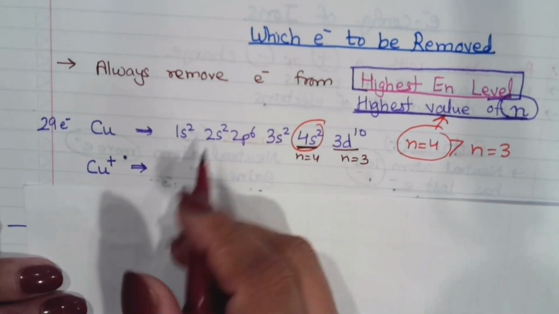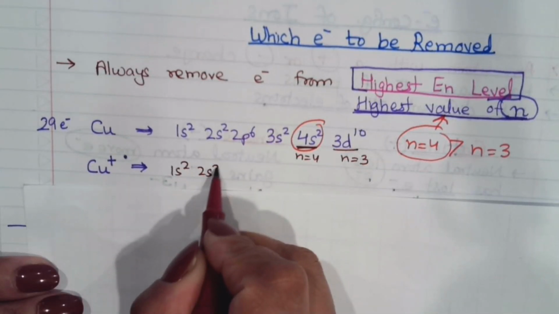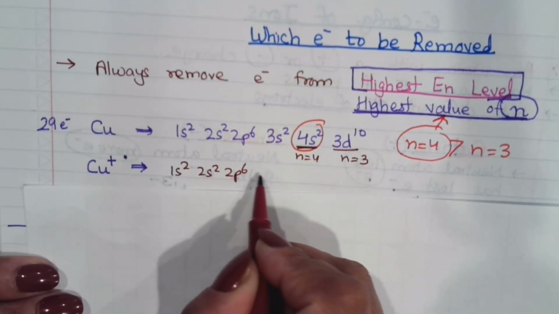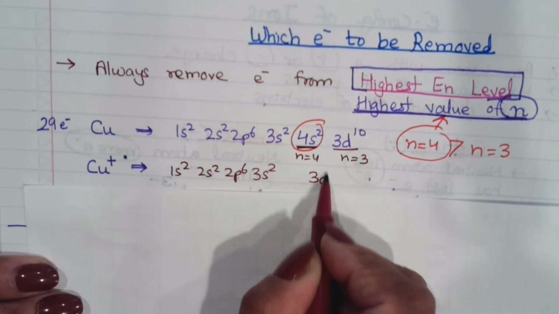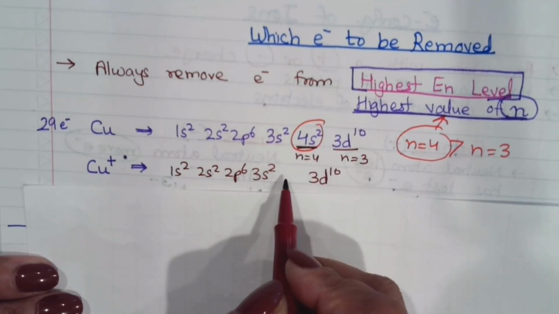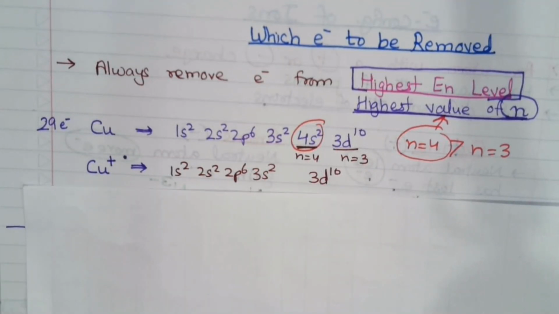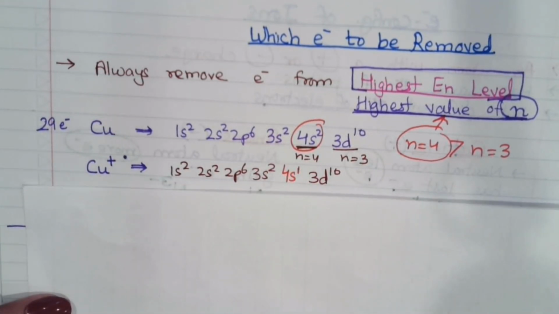So copper 1 plus would be 1s2, 2s2, 2p6, 3s2. Now I'm going to write 3d10 like that. I removed one electron from the 4s orbital, so the configuration now is 4s1, right? So this is copper 1 plus.